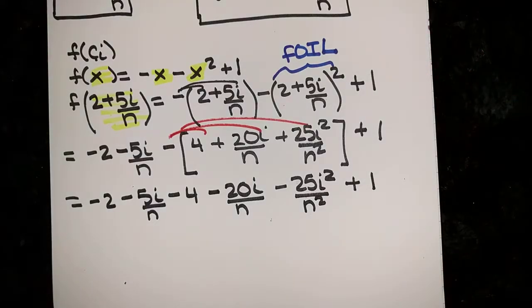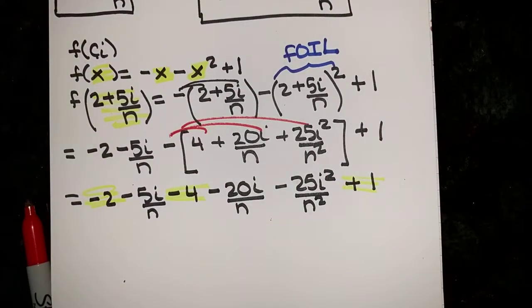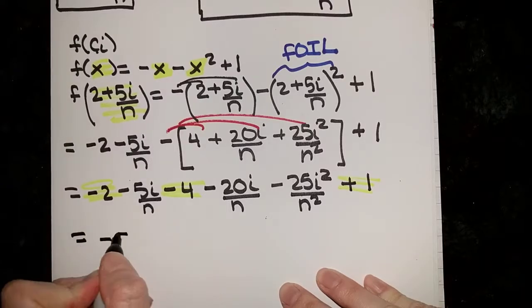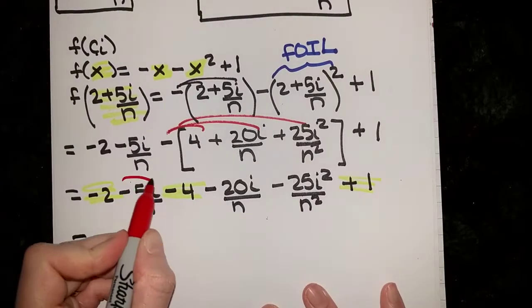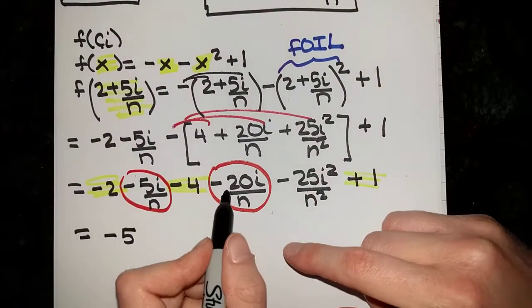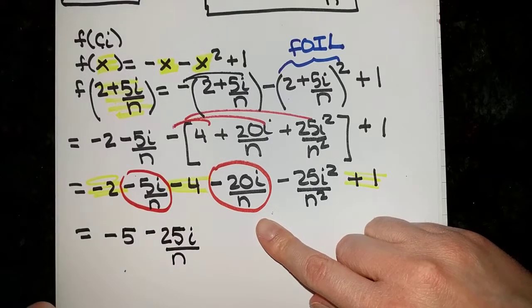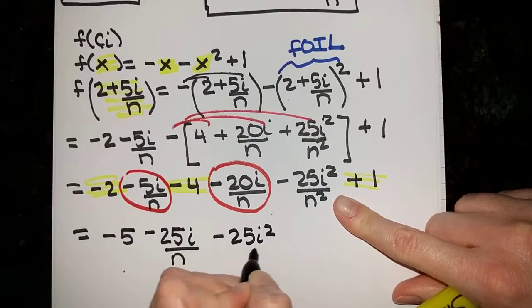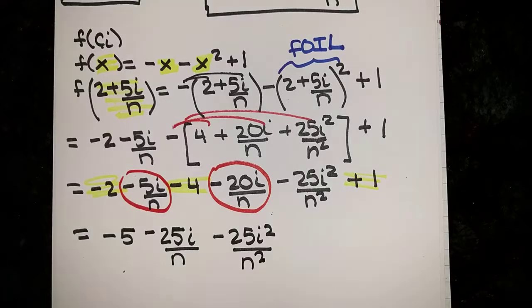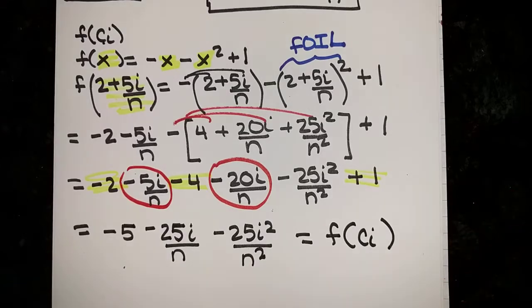And then again, before we plug into our limit definition, we can look at this and say, okay, I have a negative 2, negative 4, plus 1. Those like terms combine together to give us negative 5. And then the negative 5i over n and the negative 20i over n combine together to give us negative 25i over n. And then we still have this negative 25i squared over n squared. Now, remember that these three terms here, those are your f of ci. So we have gone off to the side here and figured out our f of ci, and now we are ready to plug this into our definite integral.